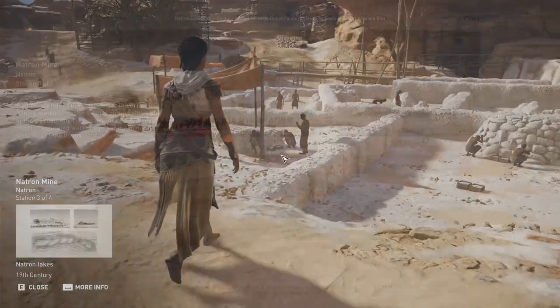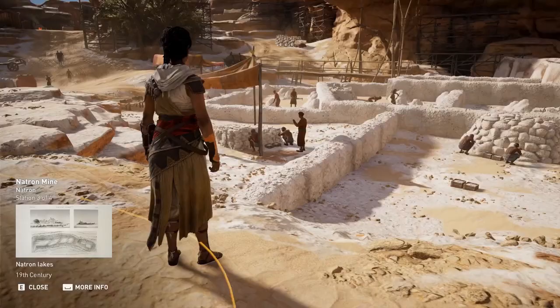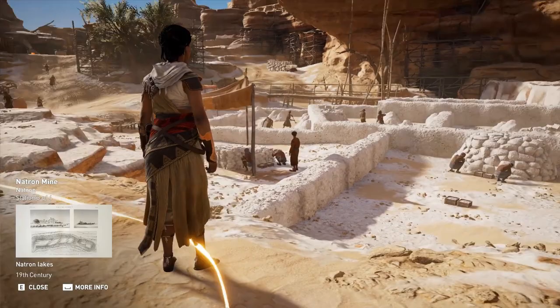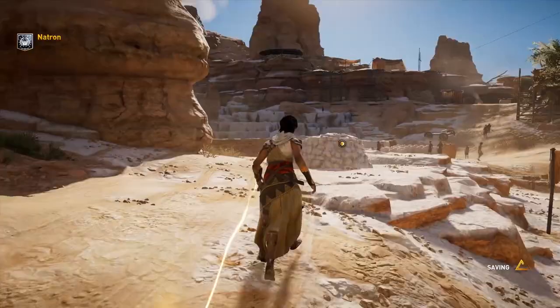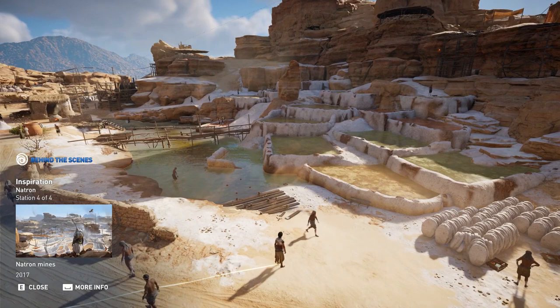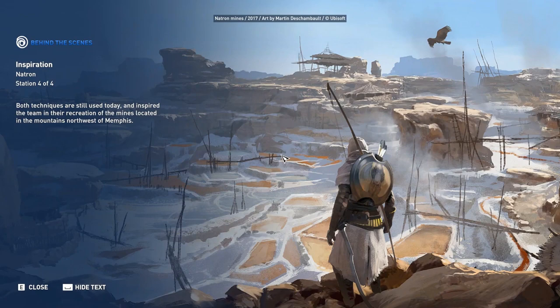Natron was mined in Wadi Natron. The main mining methods involved either cutting slices out of the lake bed when it was dry, or raking through mineral-saturated water to gather the mineral salts during the floods. Both techniques are still used today and inspired the team in their recreation of the mines located in the mountains northwest of Memphis.